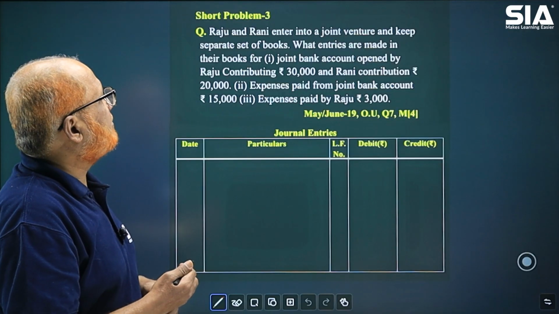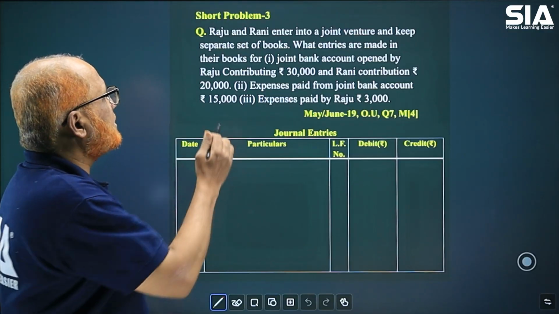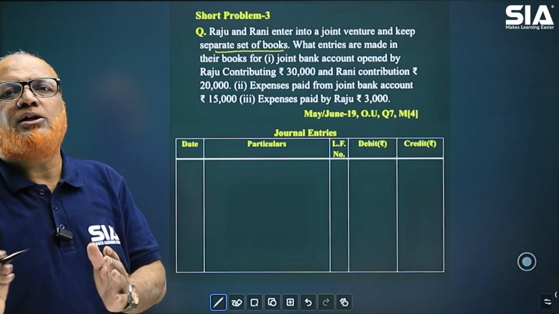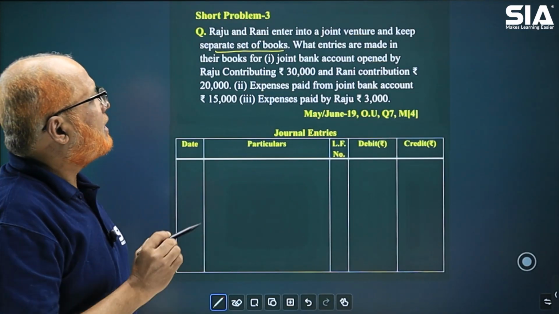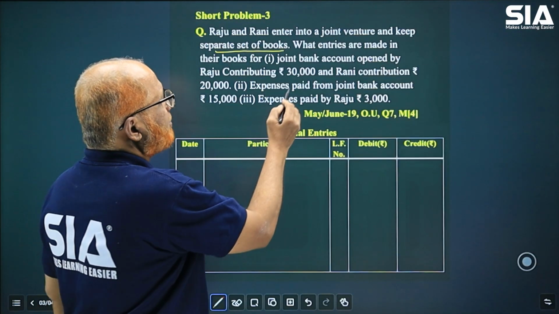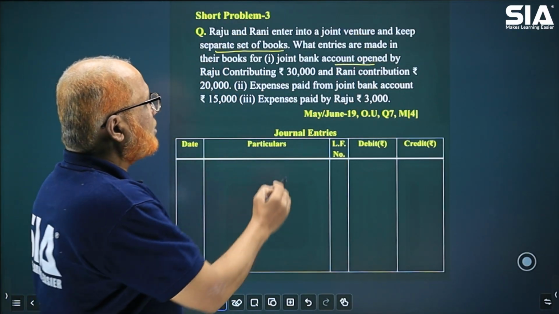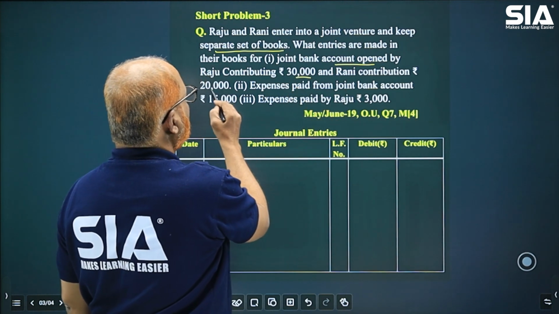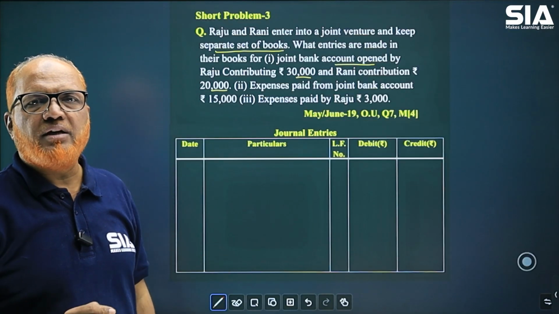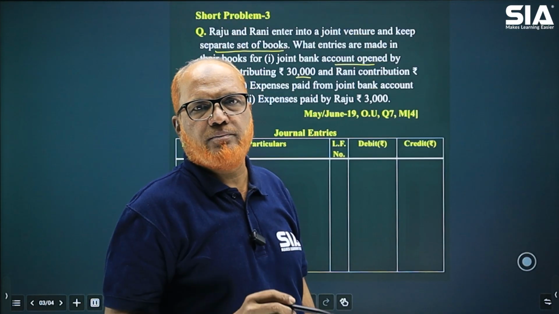Now, our problem is like this. Raju and Rani entered into a joint venture and keep separate set of books. Remember this. They are keeping separate set of books of account for joint venture. Now, what entries are made in their books for joint bank account opened by Raju contributing 30,000 and Rani contributing 20,000. So remember, whenever separate set of books are maintained, an account is opened called joint venture bank account.